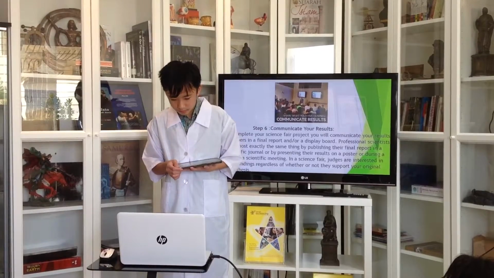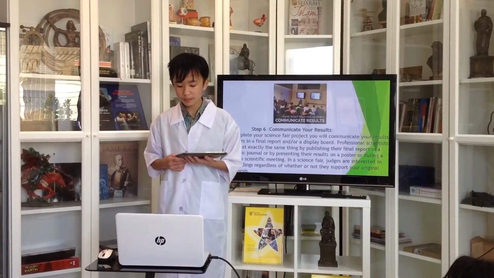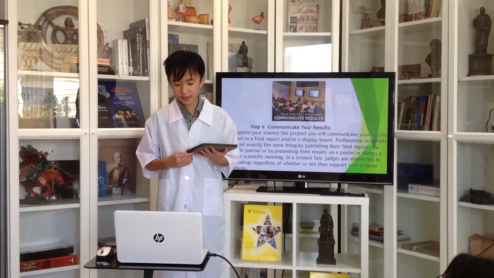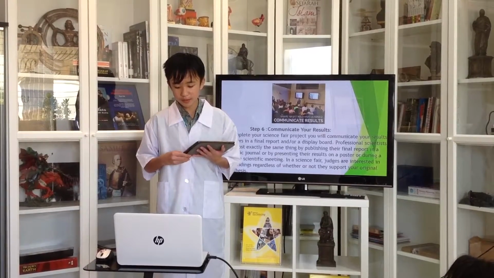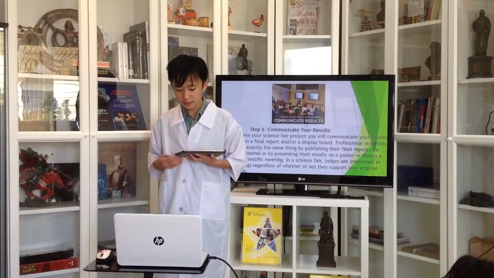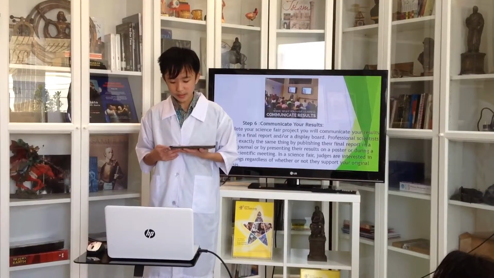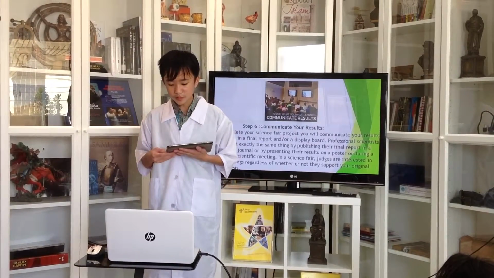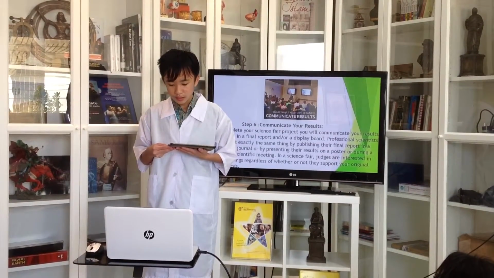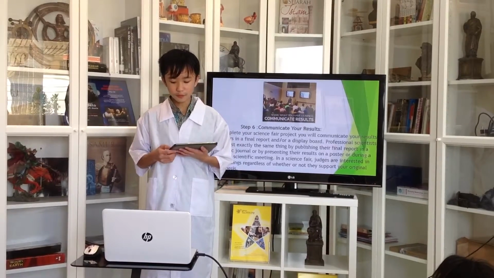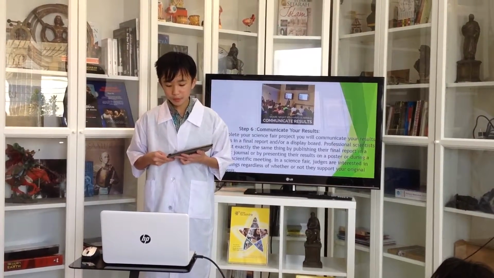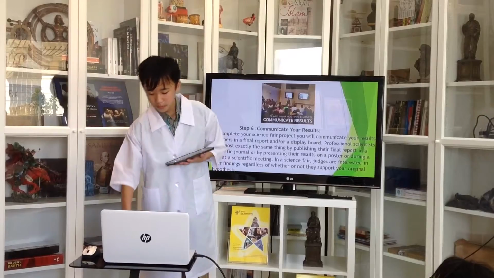Professional scientists do almost exactly the same thing by publishing their final report in a scientific journal or by presenting their results on a poster or during a talk at a scientific meeting. In a science fair, judges are interested in your findings regardless of whether or not they support your original hypothesis.